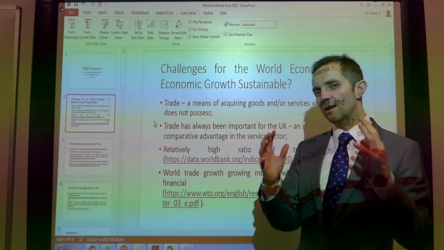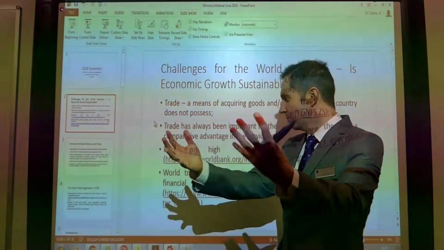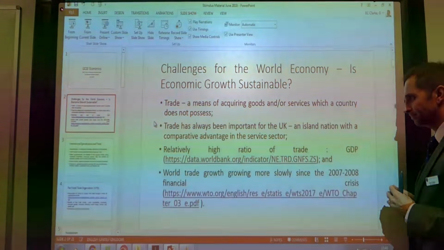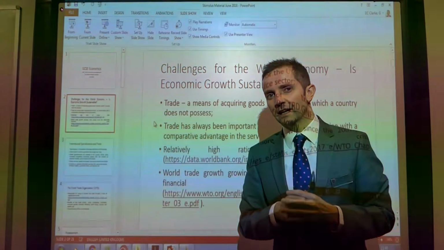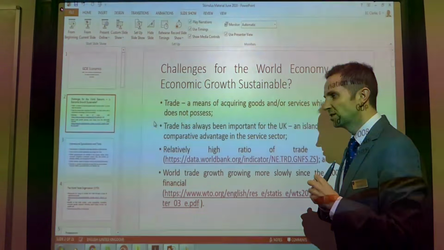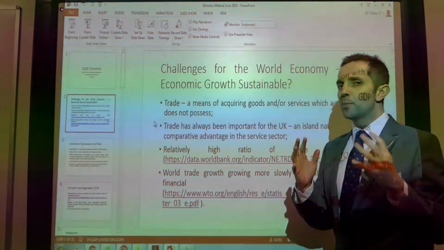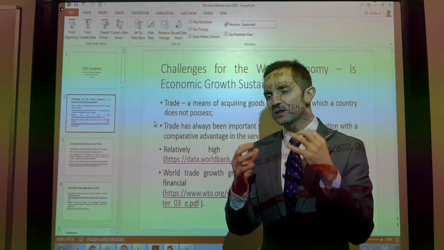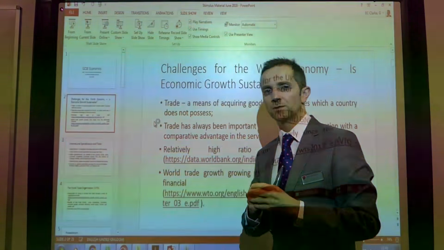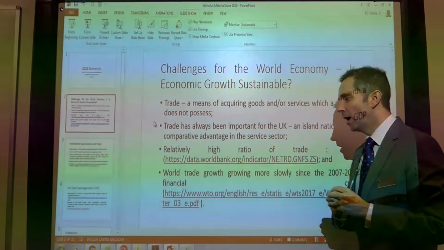The point is that we're an island nation and we need to bring things in and we need to export things. Now, in recent years, and certainly in the past 60 years, say from 1960 to 2016, the importance of trade within our aggregate demand and our GDP has become more and more important as the decades have gone by.